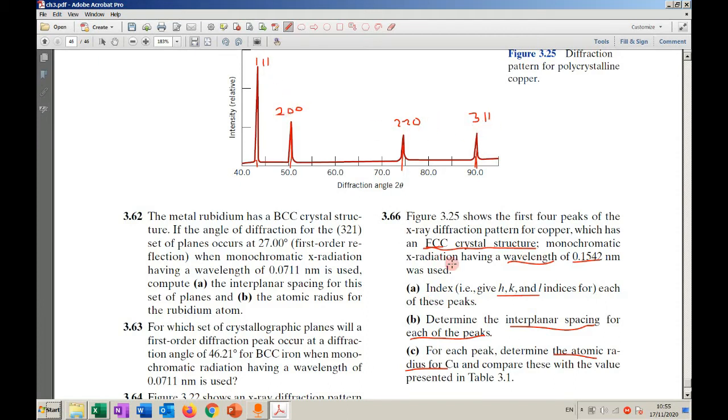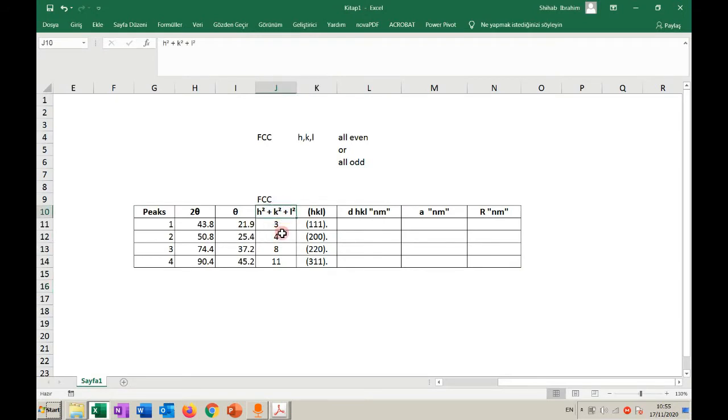How did we find it? Because we know its crystal structure. So since we have the FCC crystal structure, we know the sum of the squares of the Miller indices will be 3, 4, 8, 11 for the first four peaks. So 3 for the first peak, 4 for the second peak, 8 for the third peak, 11 for the fourth peak. Then we know how to get the HKL by following the rule for FCC.